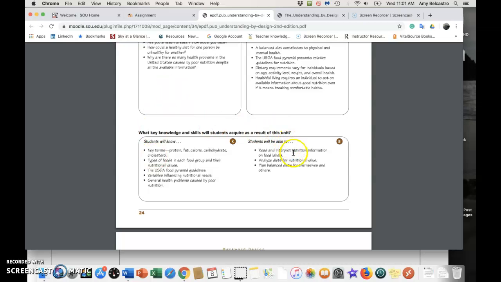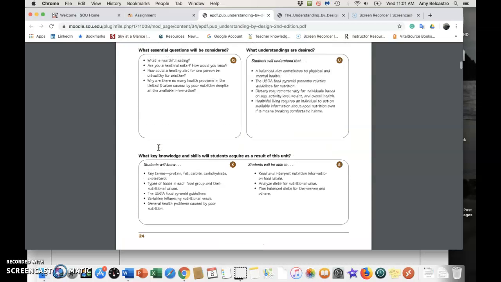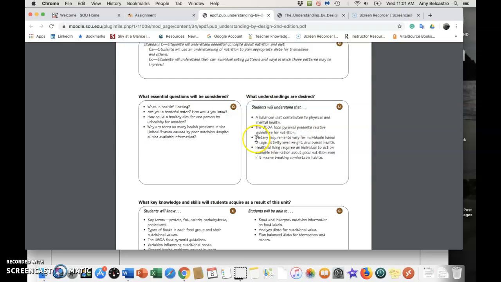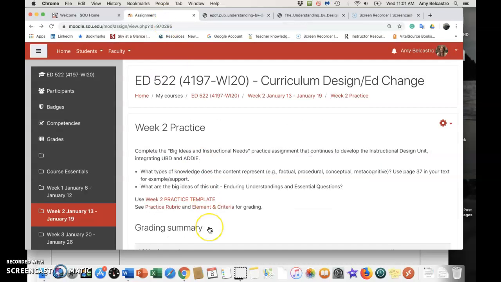We have the procedural knowledge, we have the factual knowledge, and as we consider both the essential questions and the enduring understandings, we really begin to think about the more big ideas, the conceptual and metacognitive. So these are examples that should be able to help you in the Practice 2 assignment. Again, please refer to the elements and criteria and to the practice rubric. And if you have any questions, please let me know.